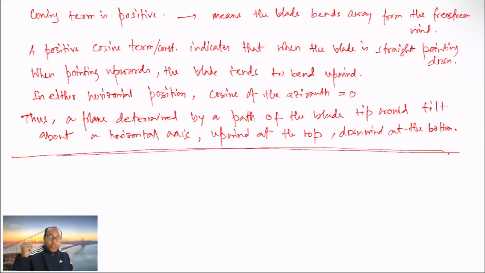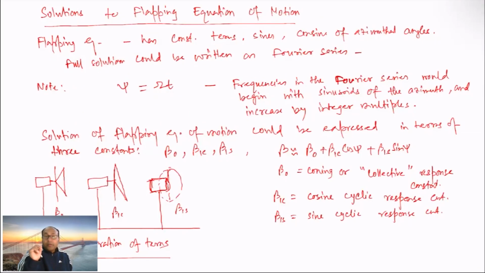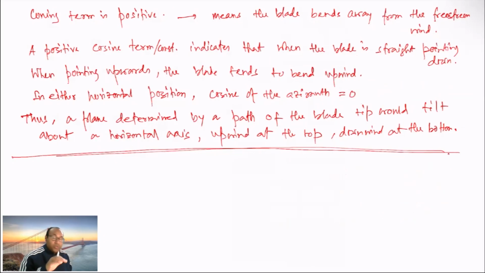Welcome back. So we continue looking at the solution of this full flapping equation, and as we have said, the solution can be expressed as a Fourier series expression, which would have a constant term, cosine term, and sine term. And we discussed the effect of the cosine term.